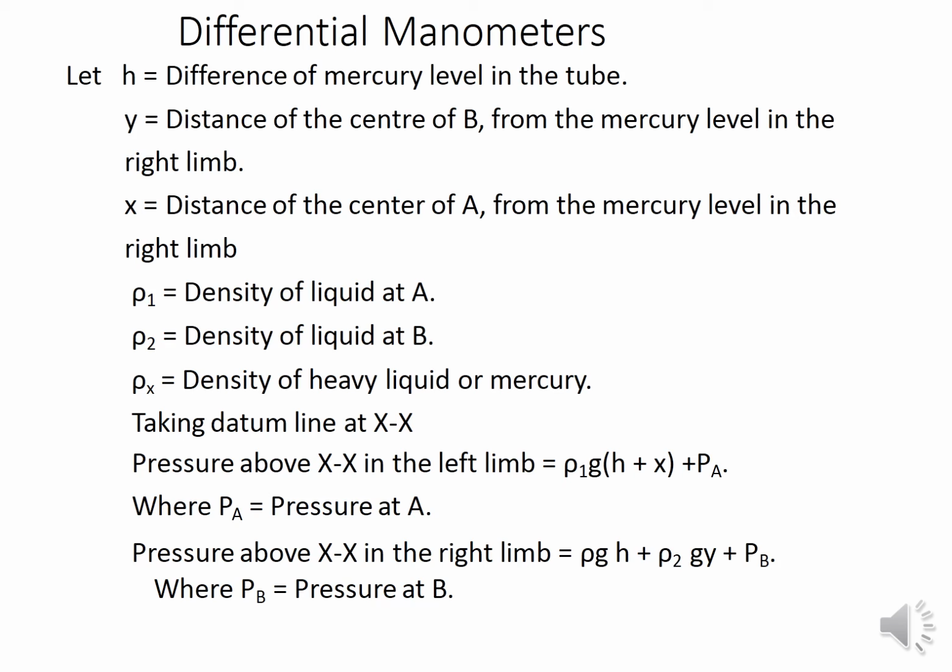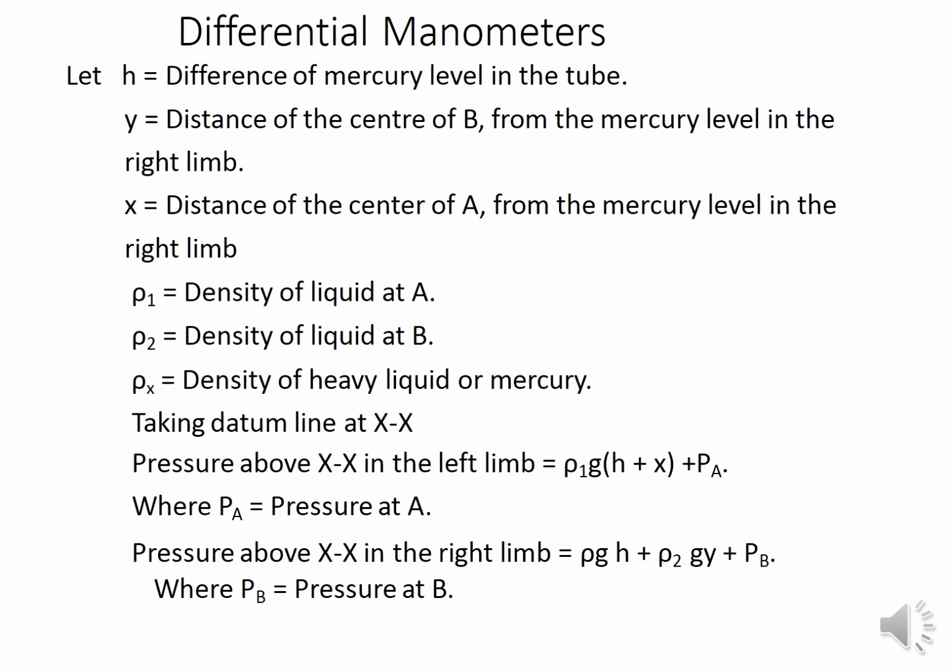H is the difference of mercury levels in the U-tube. Y is the distance of the center of B from the mercury level in the right limb. We will use X and Y. X is the same distance of the center of A from the mercury level in the right limb. Density rho 1 is the density of liquid A, density of liquid B is rho 2, and rho X is the density of the heavy fluid, or mercury.